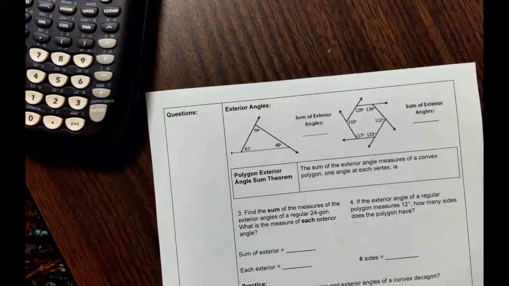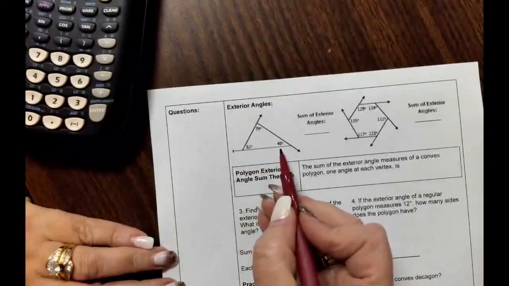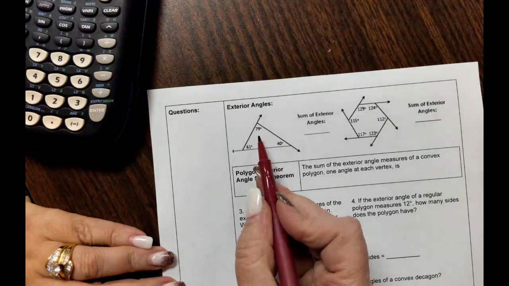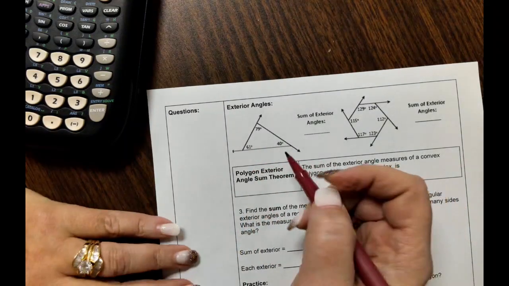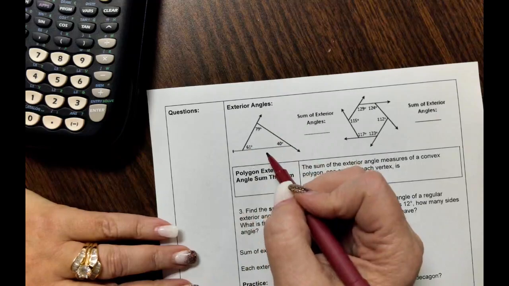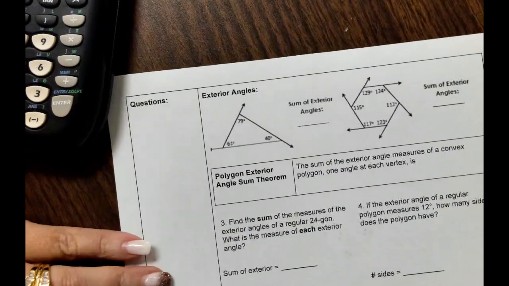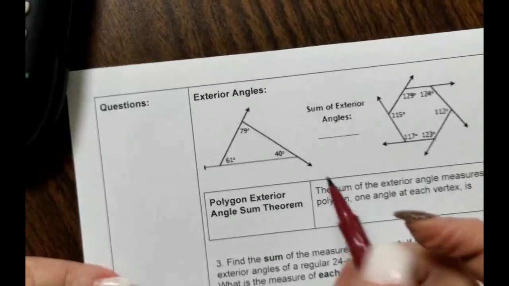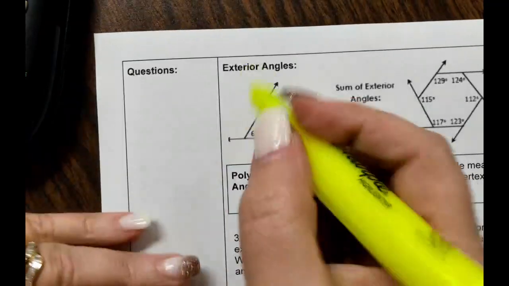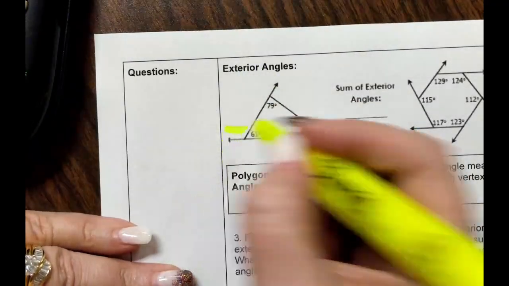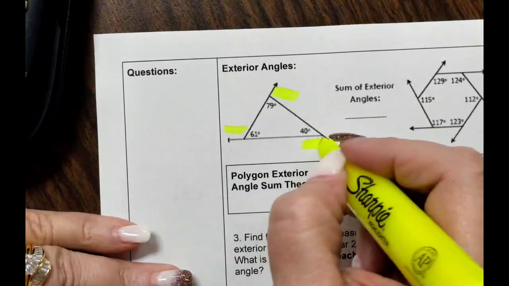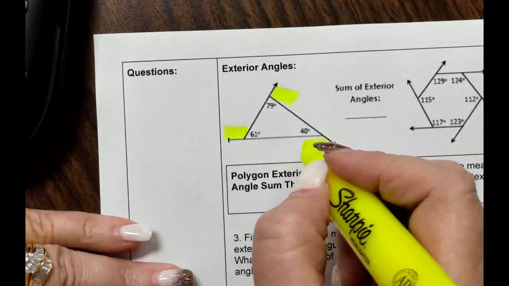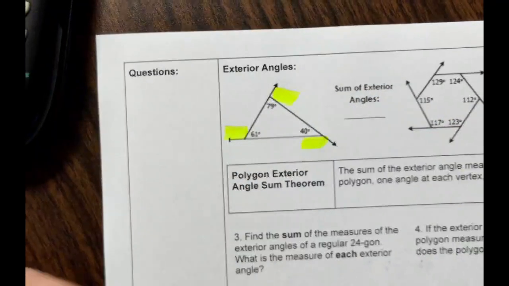Those are interior angles. 61, 40, and 79, those are interior angles. So let's look. We know the sum of these interior angles should be 180 because that's a triangle. But I'm talking about exterior angles now, and these are my exterior angles. There is one exterior angle at a time. You have two options, but we're only going to use one at a time.